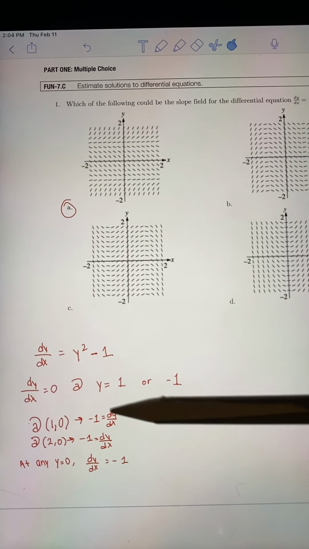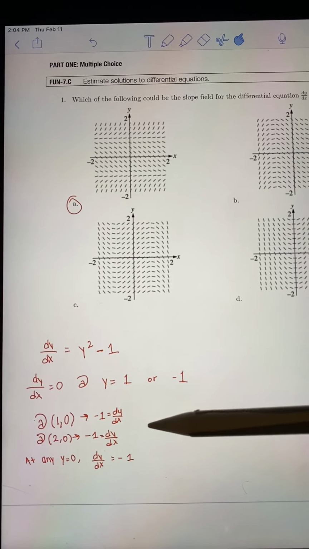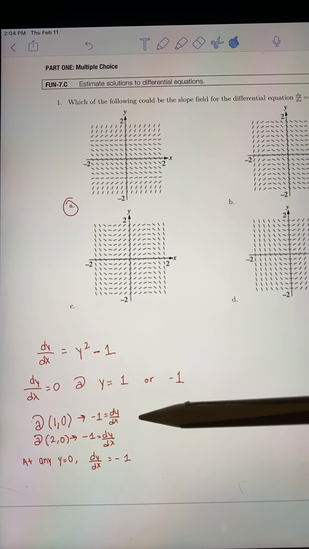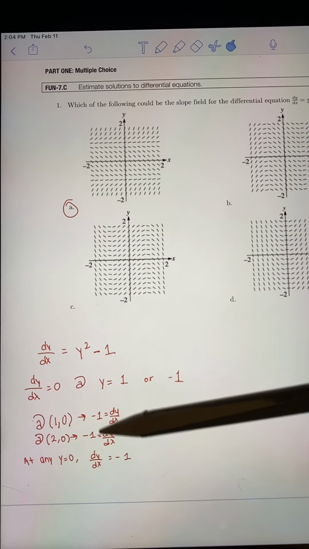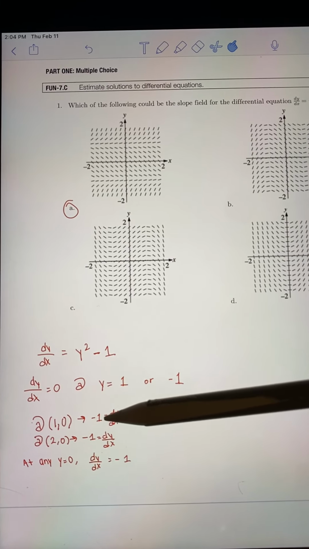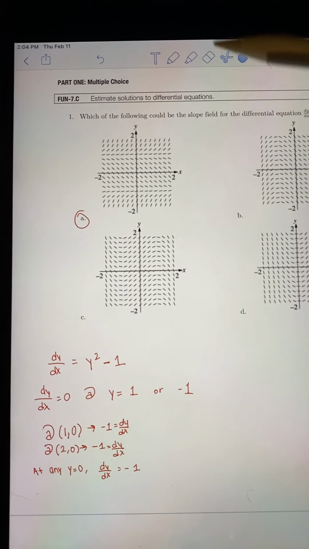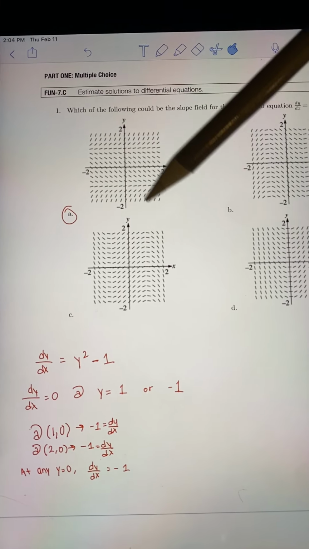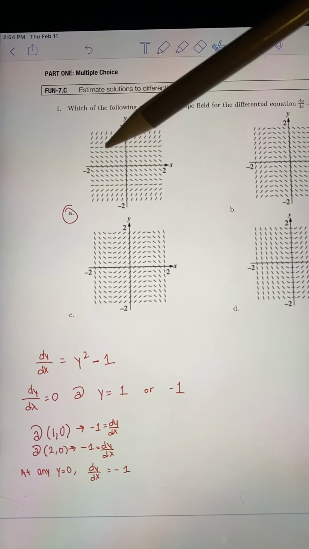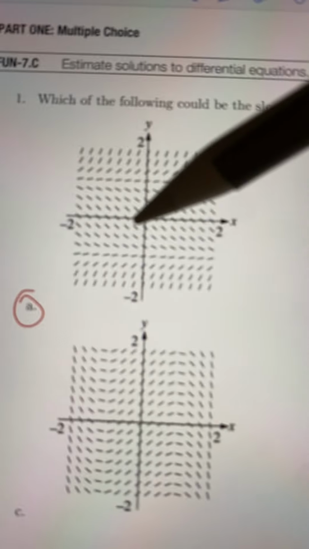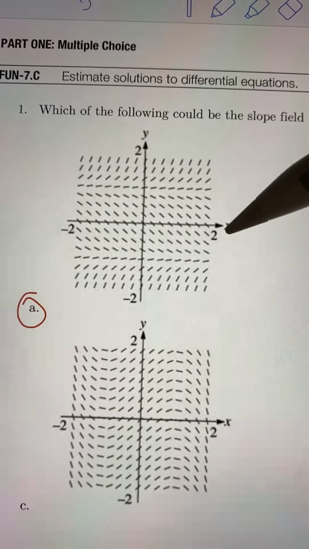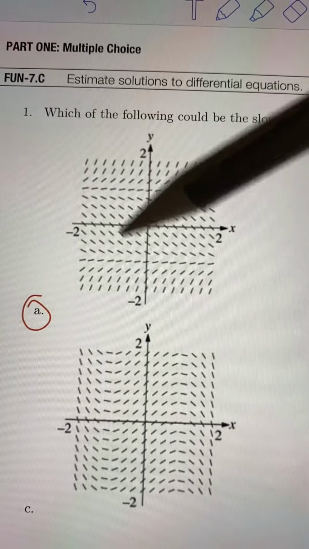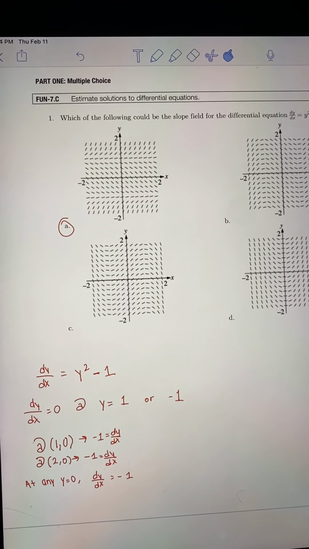So to double check, I use the other points I took to see if it matches. So I took (1, 0) and (2, 0), and at any y equals 0 value, it's a negative slope of negative 1, so they should all be the same with the slopes going downward. And you can see that right here in A, for all the y equals 0 values, it has a negative slope going downwards. So the graph that matches with that is A.